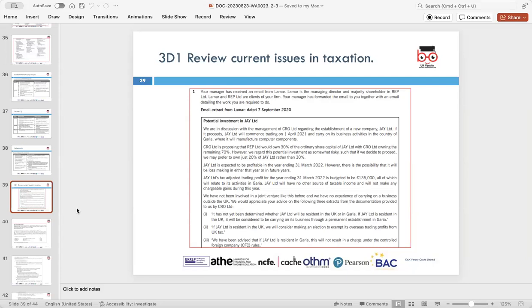First, he talked about possibly investing in a new company called J Limited. This new company will start making computer parts in a place called Garia from April 2021. Limar is thinking about investing 30% of REP Limited's money in J Limited, but he is worried it might be risky. He is considering investing only 20% instead.